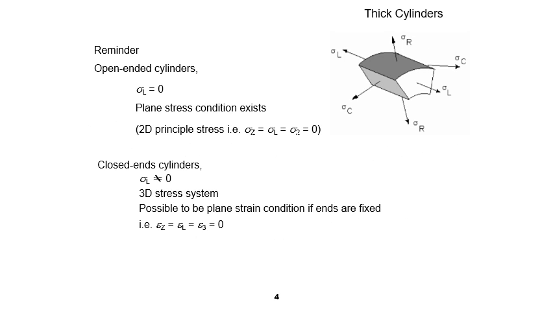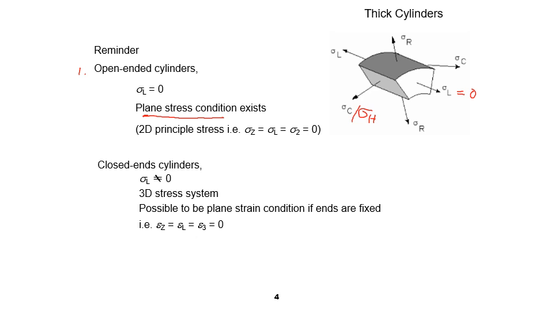Thick cylinder, open-ended. When it's open-ended, the cylinder moves independently of the cap. So when it's open-ended, sigma L is 0. And when sigma L is 0, we have a plane stress condition. So we have 2D principal stresses, which are sigma hoop or sigma C, and sigma R. Sigma L is 0. So this one now becomes 0 for our first condition, open-ended.